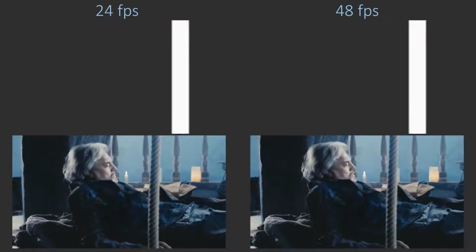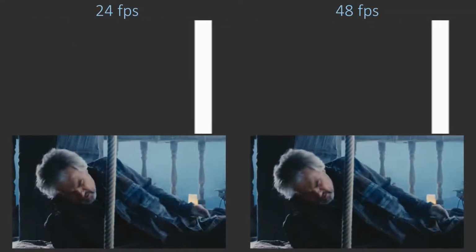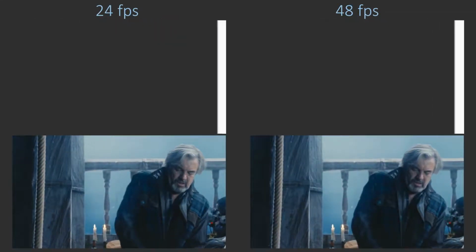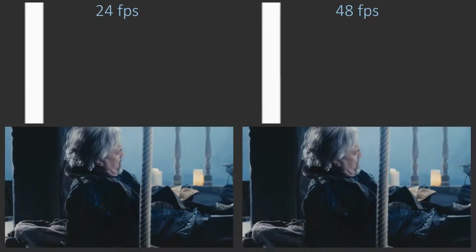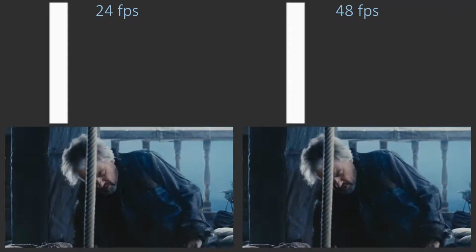Artists have a very sparse set of choices, for example 24 or 48 frames per second. Despite the big visual difference between them, no in-between frame rates are technically possible. To overcome this problem, we propose a technique for emulating continuously varying display frame rates.